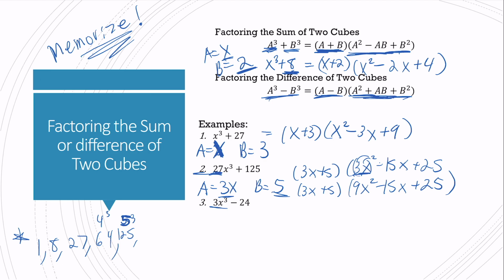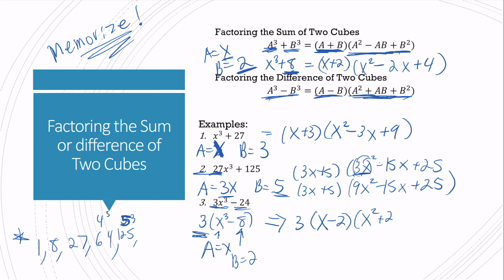Last, I have 3x cubed minus 24, and 3 is not a perfect cube, so you might be tempted to say, oh, I'm done. Actually, no, we're not, because we could factor out the greatest common factor. Now I see my A is x and my B is 2. And this time I'm taking a difference. So this is going to give me 3, can't forget about that 3 we factored out, times x minus 2 times x squared plus 2x plus 4.